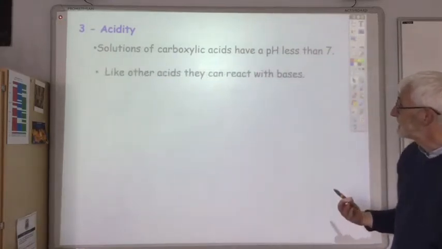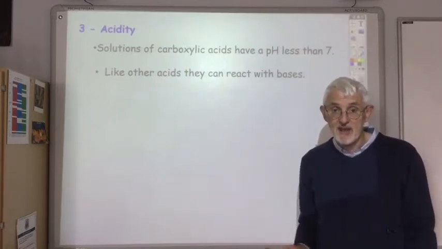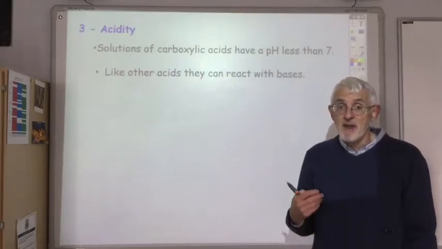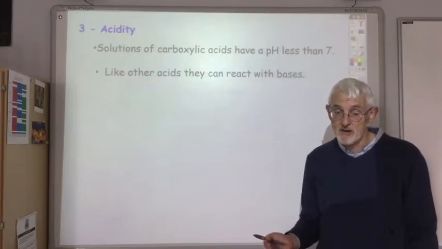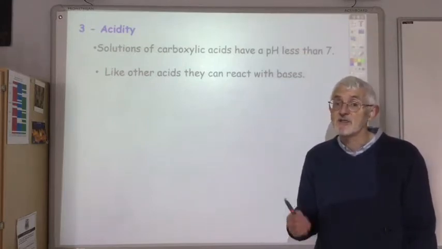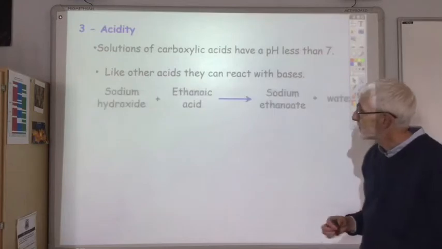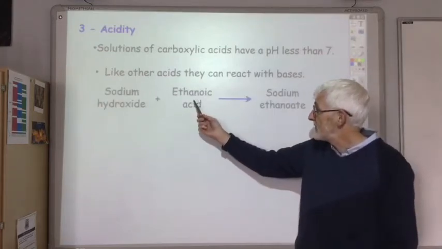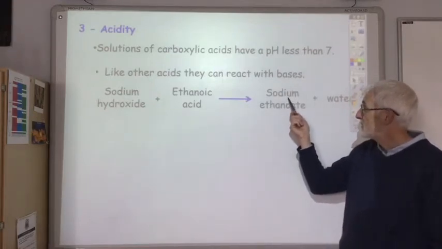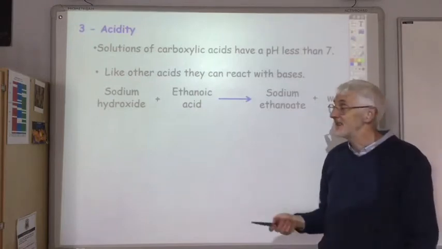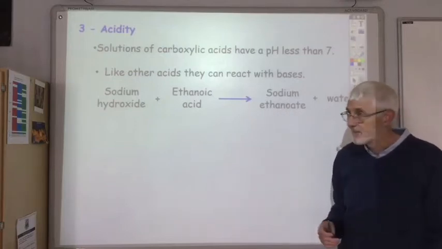So since they're acids, they're going to react to bases like any other acid, like hydrochloric, nitric, sulfuric acid. So it will react with metal hydroxides to form a salt and water, metal oxides to form a salt and water, metal carbonates produce a salt and water, and carbon dioxide, of course. So for example, if ethanoic acid reacts with the base sodium hydroxide, we get a salt and water. The salt would be sodium ethanoate. If it was methanoic acid, it would be sodium methanoate. Propanoic acid, sodium propanoate.